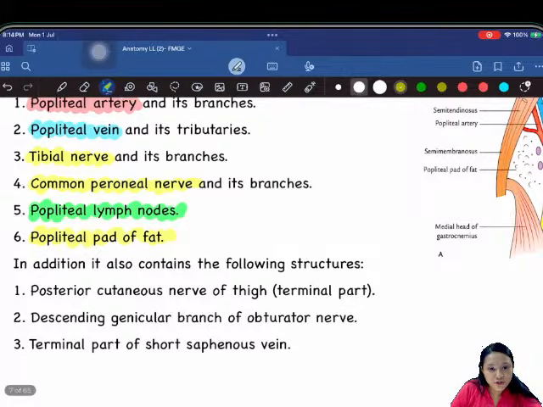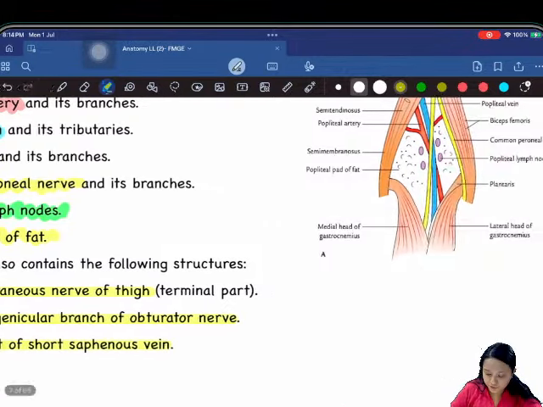Now in addition to this, you might also get a posterior cutaneous nerve of thigh which is in the roof. You will get a descending genicular branch of the obturator nerve and terminal part of the short saphenous vein. So these are the additional structures. So you can see here.